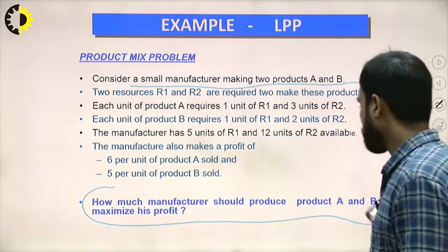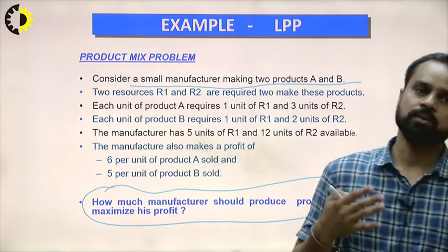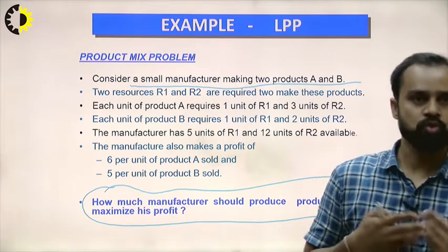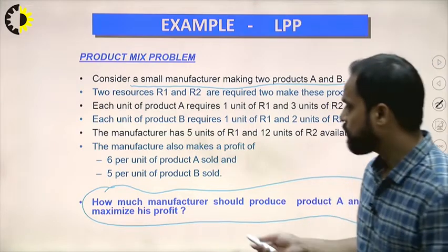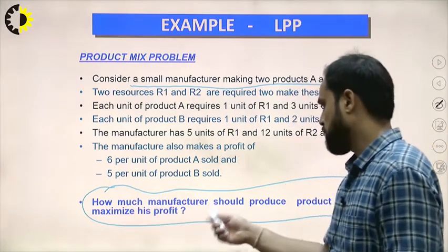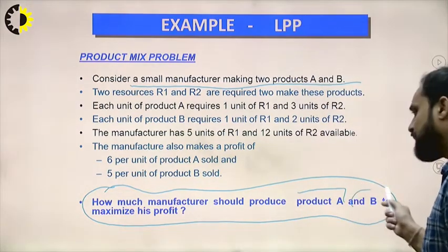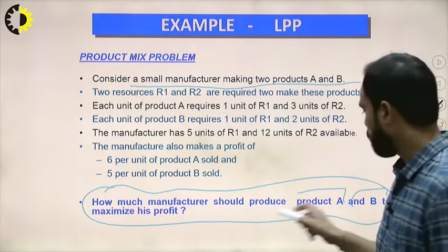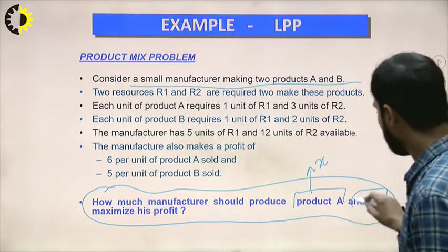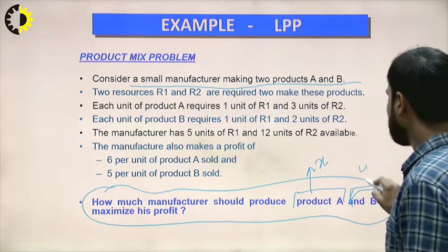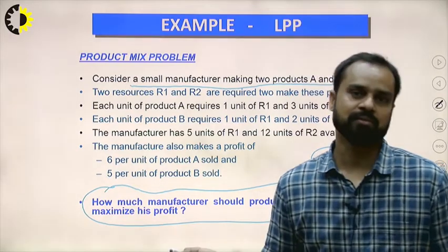In previous lectures I have discussed many times that on the basis of the requirement of the question we can choose the proper decision variables and objective function. So the requirement of the question is how much the manufacturer should produce of products A and B to maximize his profit. So what are the decision variables? Product A produced is X, product B produced is Y. These are the decision variables. We can easily identify these as the decision variables.